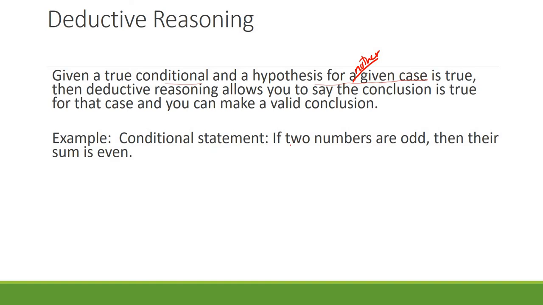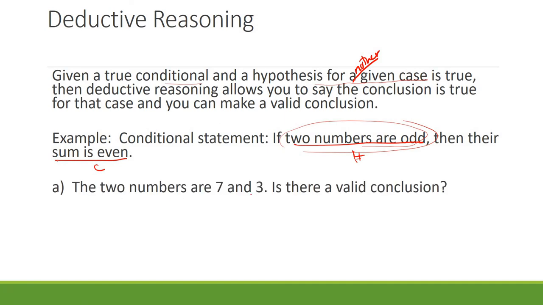A true conditional statement. If two numbers are odd, hypothesis, then their sum is even, conclusion. Any two odd numbers added together will make an even number. Now, if I can find the same hypothesis, two numbers are odd, for a particular given case, in other words, pick two odd numbers.